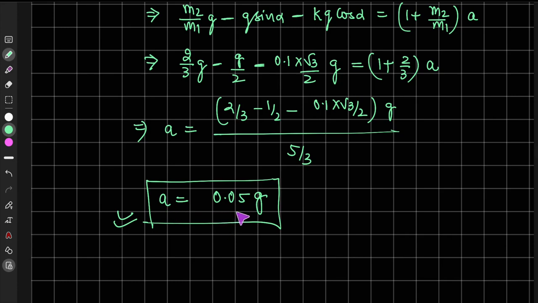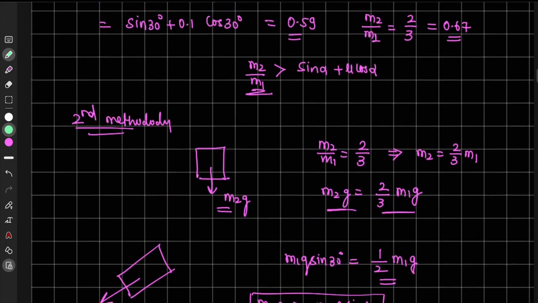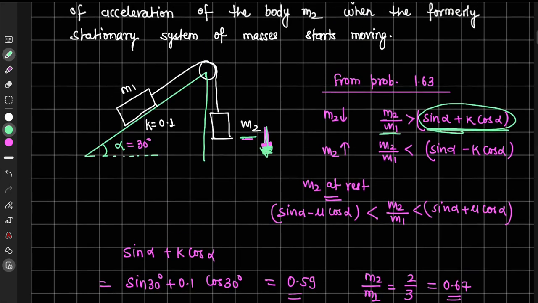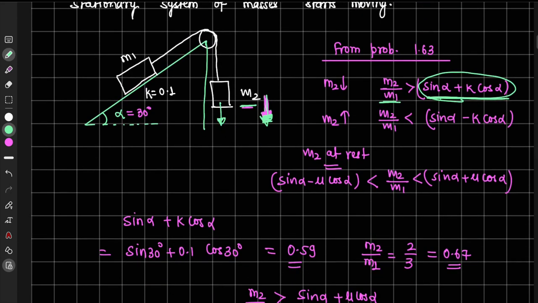The magnitude of acceleration is 0.05 g, and the direction of acceleration of mass m2 is in the downward direction, as we have evaluated this particular expression and found that m2 upon m1 is more than the other term, or we have stated that m2g, that is acting in this direction, is more than m1g sin alpha. If there is no friction, in that case also it can move in this direction. And if there is friction, then also there is the tendency to move in this particular direction. It cannot move in this direction.